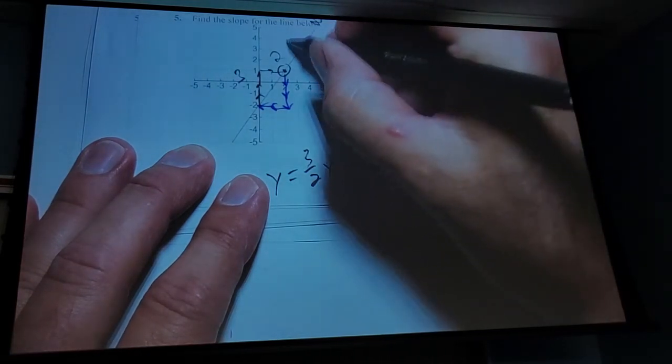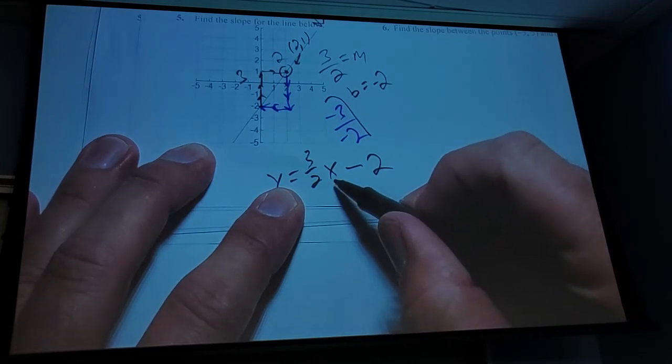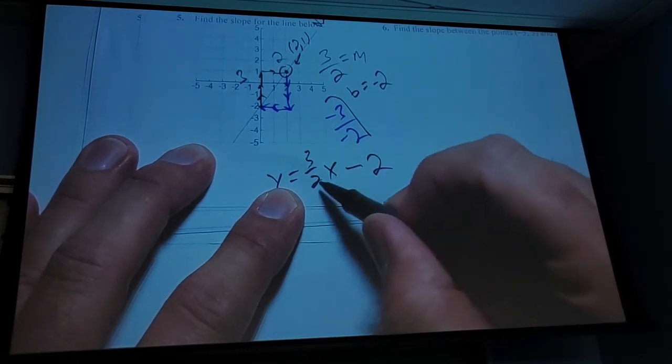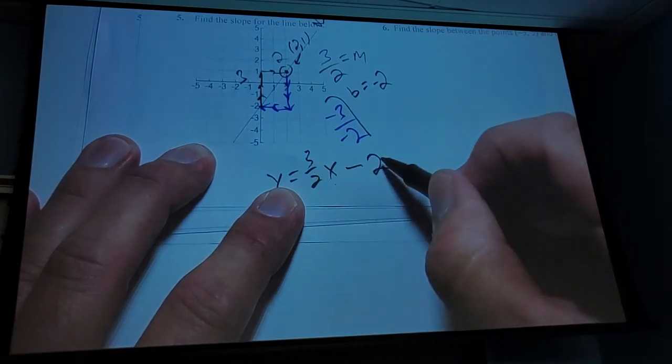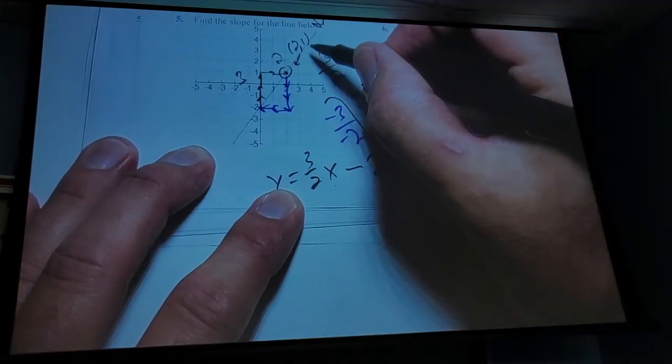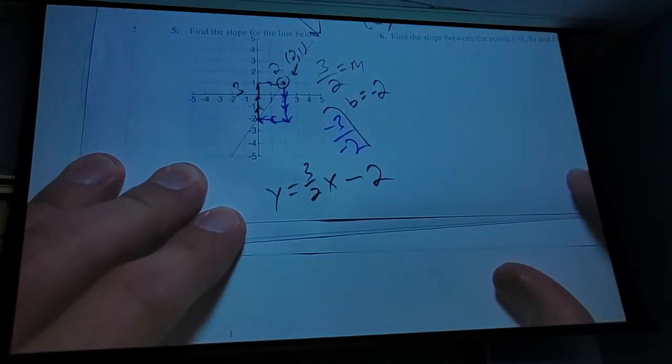2, 1. So what's that mean? When I throw a 2 in, I better get a 1 out, correct? When I throw a 2 in here, 3 halves times 2, the 2's cancel, I get 3. 3 minus 2 is 1. I do get that point when I plug it in. Yes, maybe?